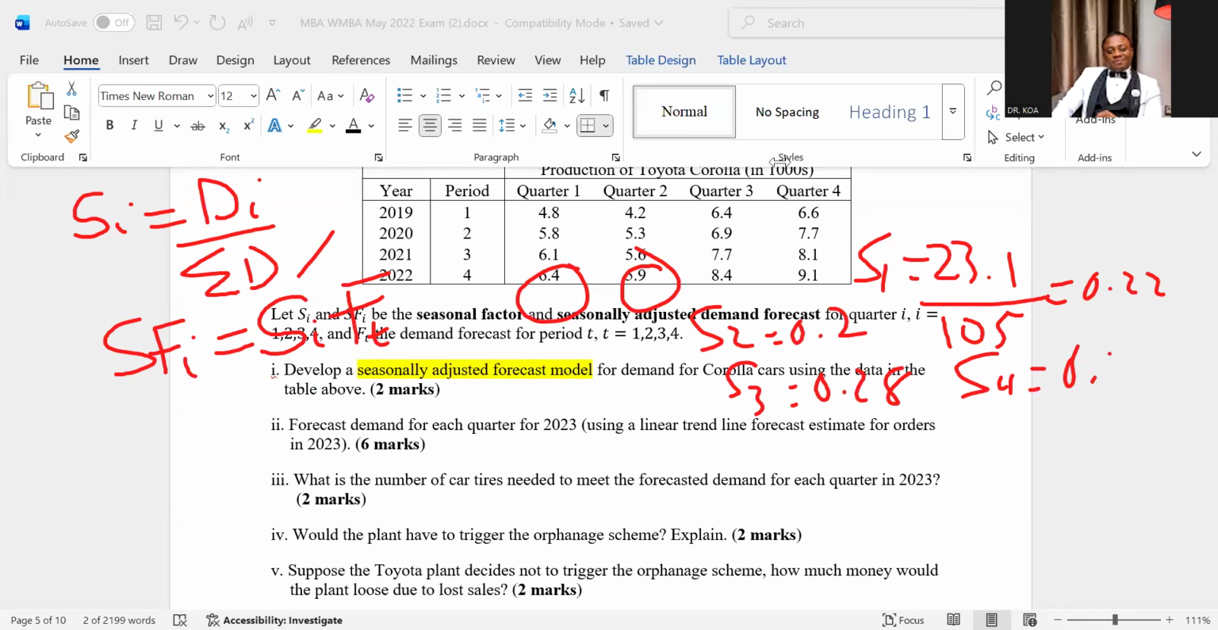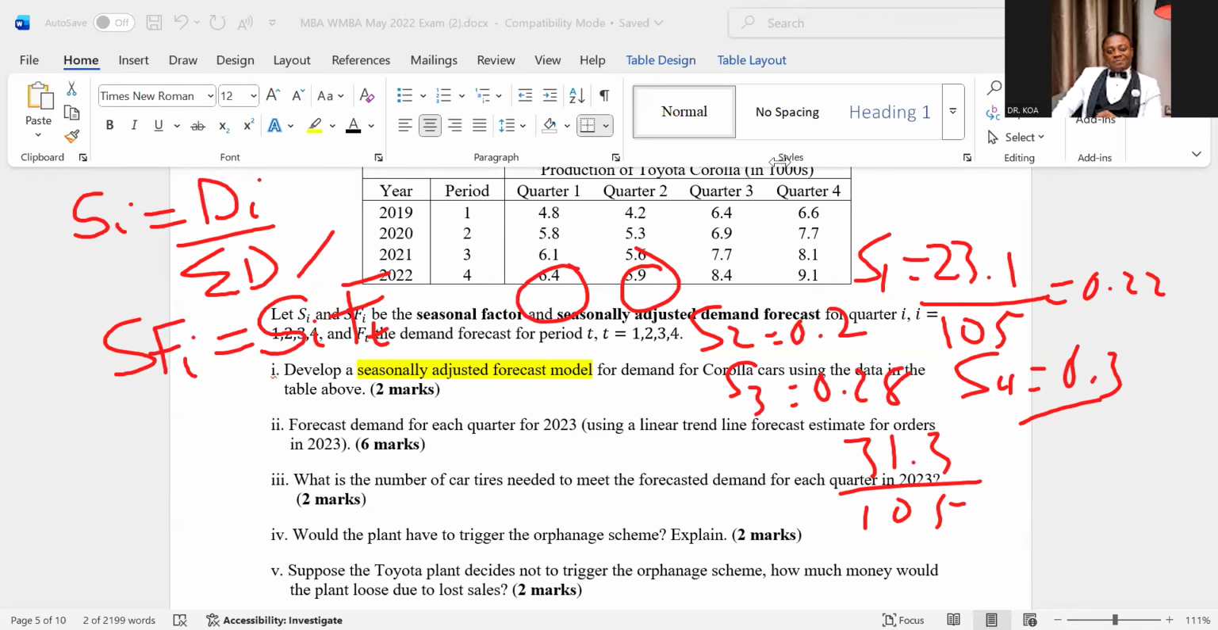0.3. So guys, these are what we mean by the seasonal factors. You take each one of the totals you had, and then you divide it by the overall. For example, the last one, the one that gave us this 0.3, was 31.3 divided by 105. That is what gave us a 0.3.